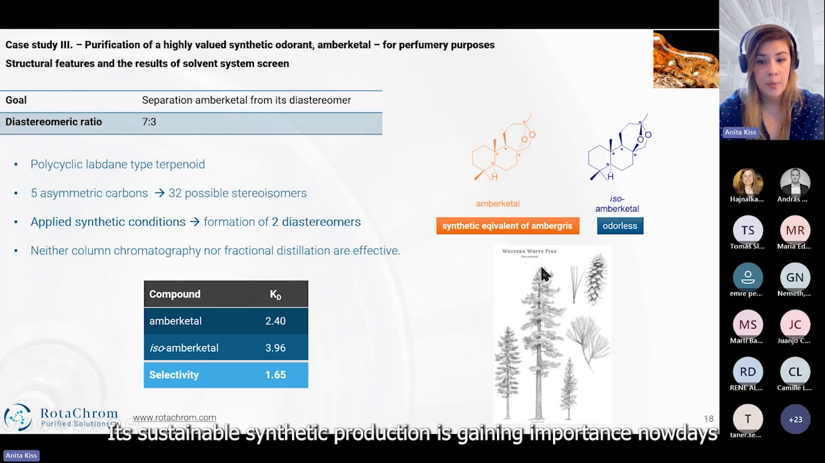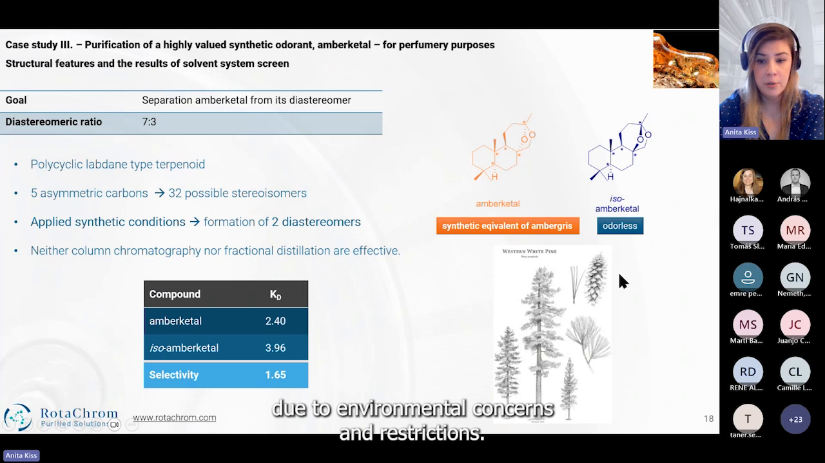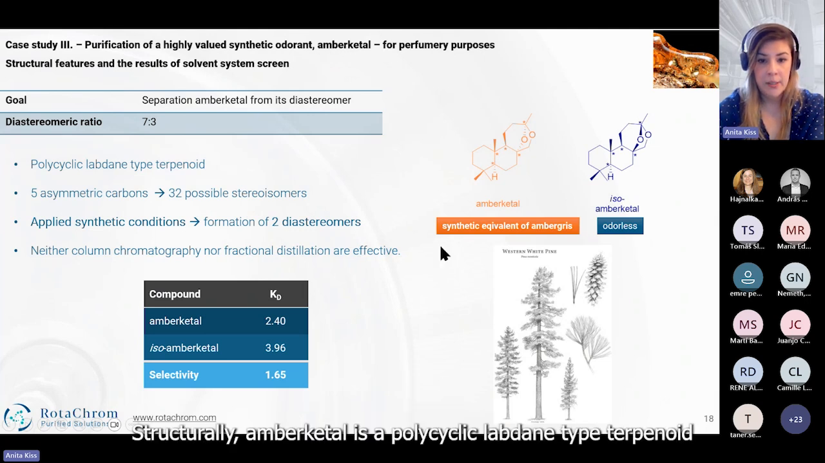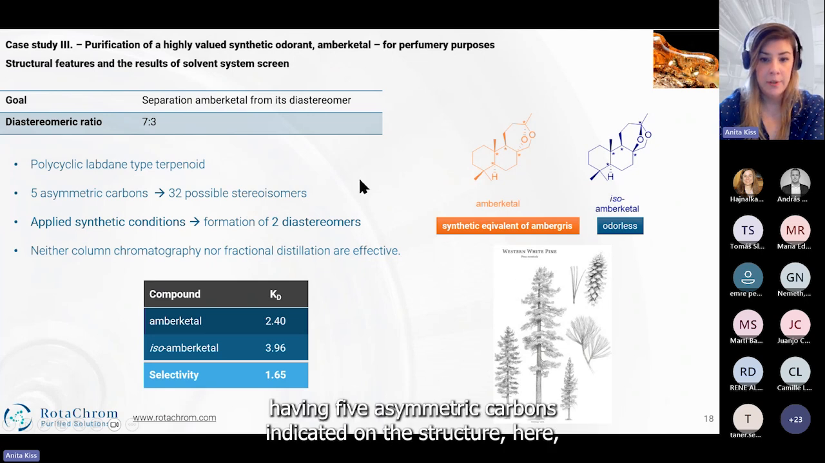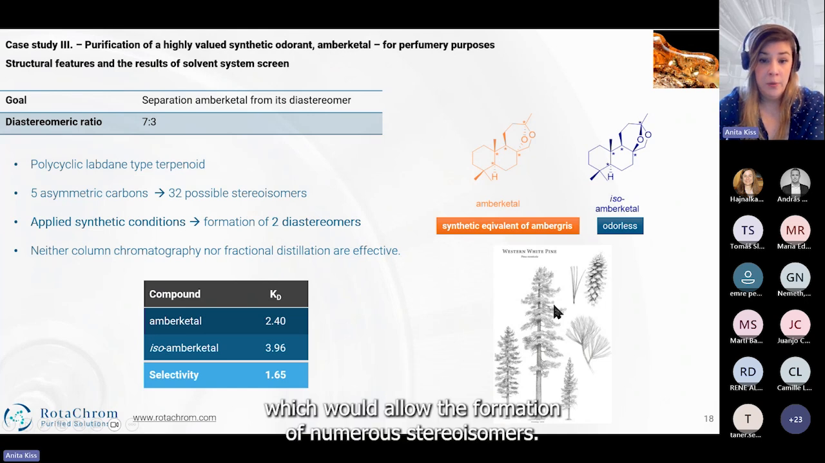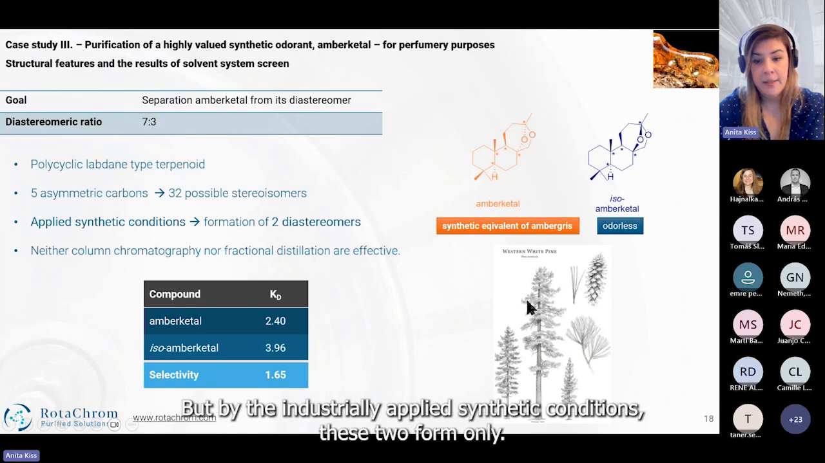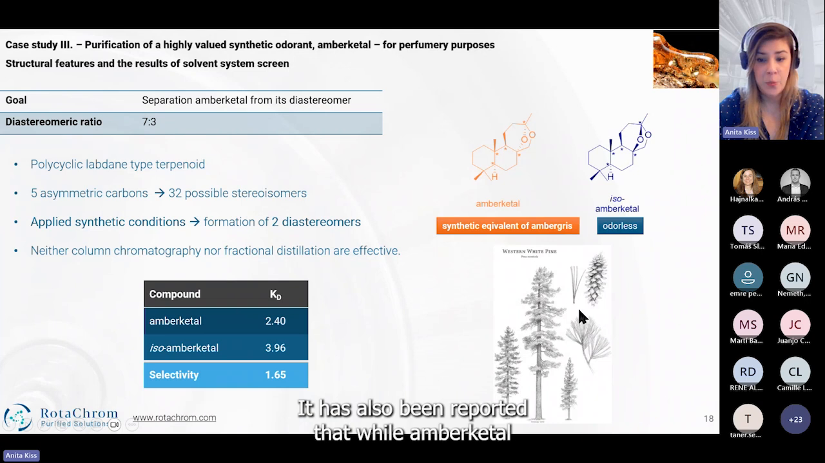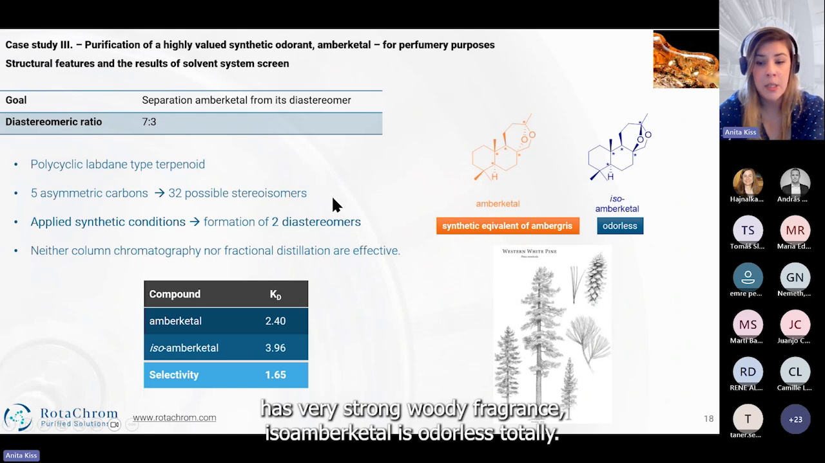Its sustainable synthetic production is gaining importance nowadays due to environmental concerns and restrictions. Structurally, amberketal here is a polycyclic labdane type terpenoid having 5 asymmetric carbons indicated on the structure here, which would allow the formation of numerous stereoisomers. But by the industrially applied synthetic conditions, these two form only. It has also been reported that while amberketal has a very strong woody fragrance, iso-amberketal is totally odorless.